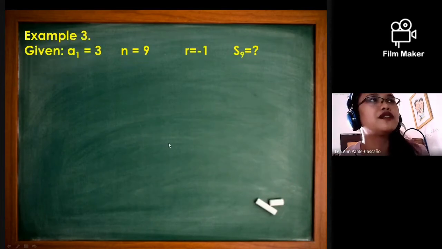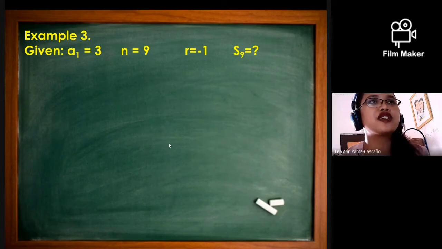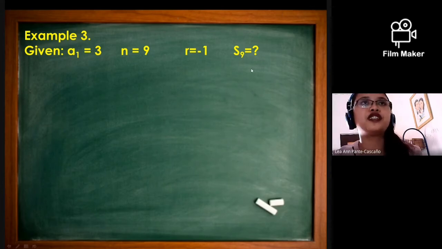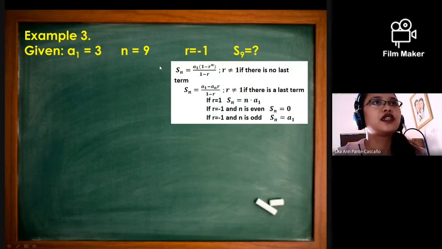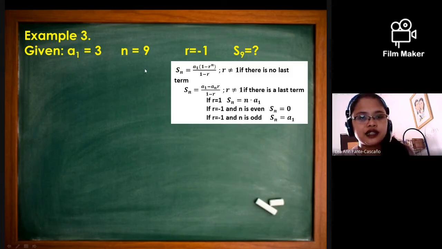How about this one? A sub 1 equal to 3. Number of terms is 9. The ratio is negative 1. Find the sum of 9 terms. S sub 9 daw po. Okay, for this one, kung mapapansin natin, ang common ratio po is negative 1. Dapat pwedeng even, pwedeng odd. Ang 9 po ba, is it even or odd?